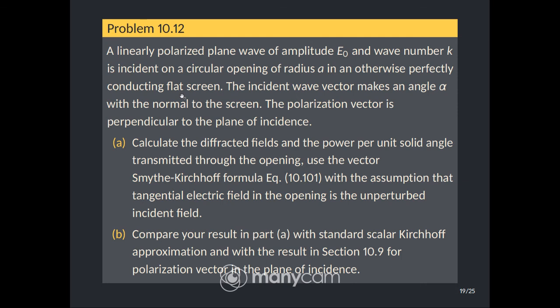Use the vector Smith-Kirchhoff formula, equation 10.101, with the assumption that the tangential electric field in the opening is the unperturbed incident field. For problem B, compare your result in part A with the standard scalar Kirchhoff approximation and with the result in section 10.9 for polarization vector in the plane of incidence.